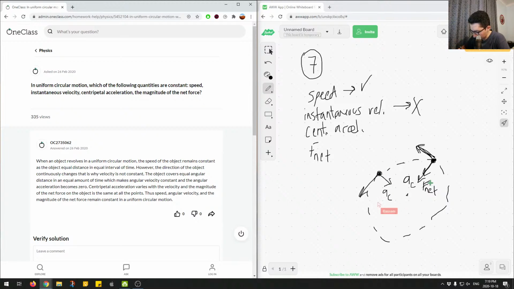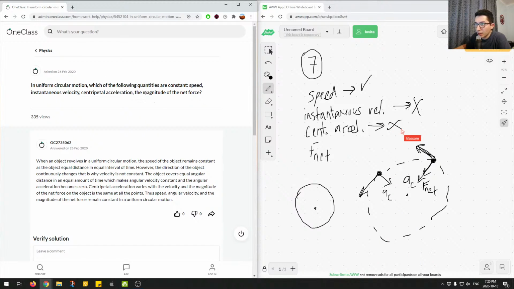So if I were to draw a better circle, it would be something more like this. This is not a perfect circle, but think of it as a perfect circle, and that these two arrows are tangent, and these two arrows are perpendicular to that tangent line. And we can see that for centripetal acceleration, there's a change in direction. There is no change in magnitude, but since there's a change in direction, we know that this is not constant.